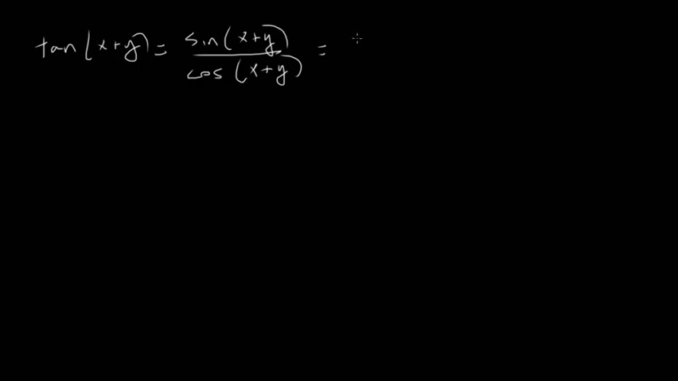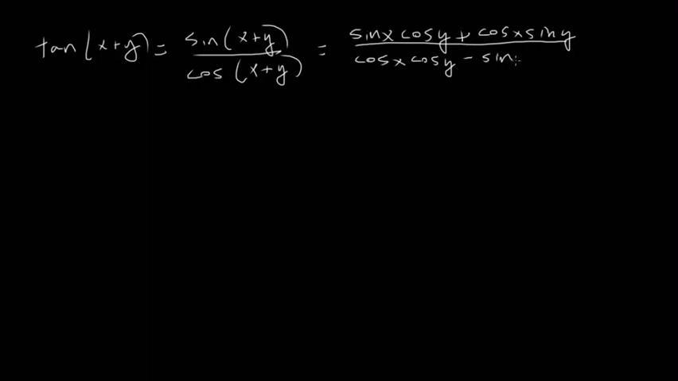Sine, cosine, cosine, sine. So sine x cosine y. I do not say "sign" in my little song, so sine, cosine, cosine, sine, all over cosine, cosine, sine, sine. All right, so we got a formula for tangent. It's this. That's disgusting.